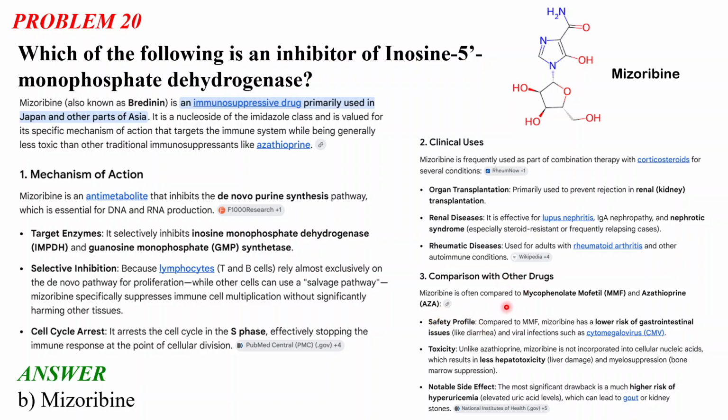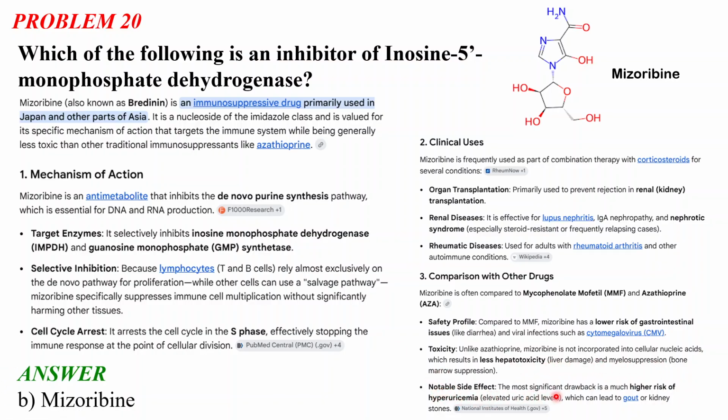Comparison with other drugs: it is compared to mycophenolate mofetil and azathioprine. Okay, so safety profile: compared to MMF, mizoribine has a lower risk of gastrointestinal issues like diarrhea and viral infections such as CMV. Toxicity: unlike azathioprine, this is not incorporated into the cellular nucleic acid, which results in less hepatotoxicity, or liver damage, and myelosuppression, or bone marrow suppression.